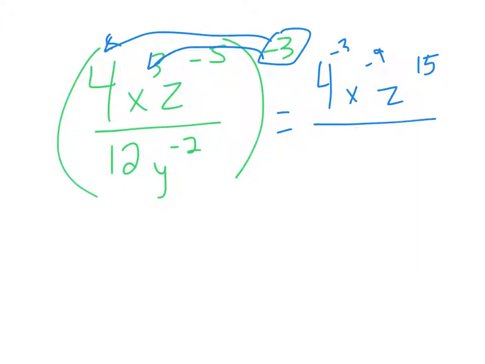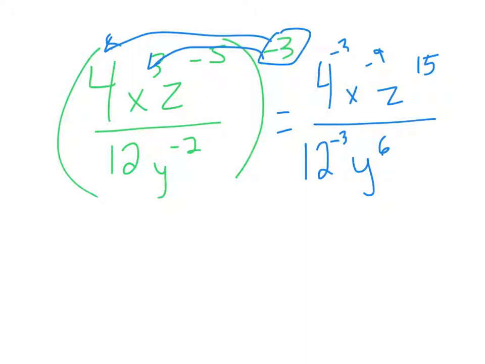Now down here at the bottom, distributing it to each part, that's going to be 12 to the negative 3. And then y down there is negative 2. Negative 2 times negative 3 is positive 6. Okay, so here's what we have. We've distributed that negative 3, so we've been able to get rid of the parentheses.